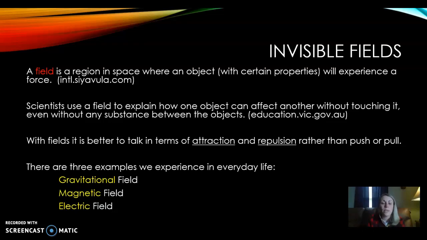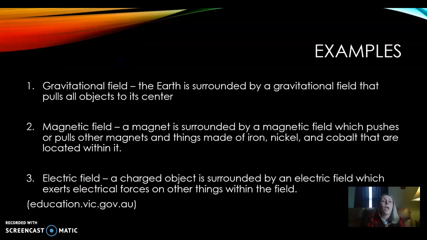There are 3 examples we experience in everyday life. Now, these are the 3 that we're going to talk about tomorrow to continue our discussion on the fields that exist. Gravitational field: the Earth is surrounded by a gravitational field that pulls all objects to its center. A magnetic field: a magnet is surrounded by a magnetic field which pushes or pulls other magnets and things made of iron, nickel, and cobalt that are located within it. And the electric field: a charged object is surrounded by an electric field which exerts electrical forces on other things within the field.